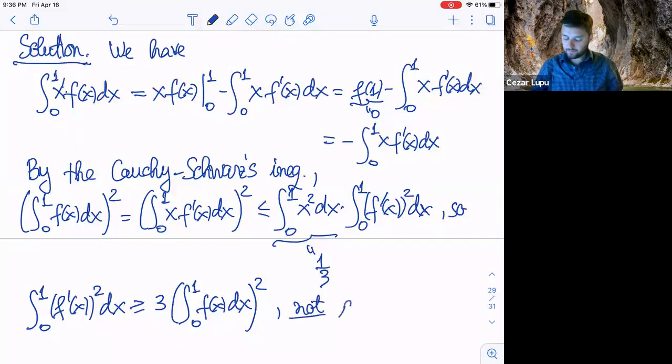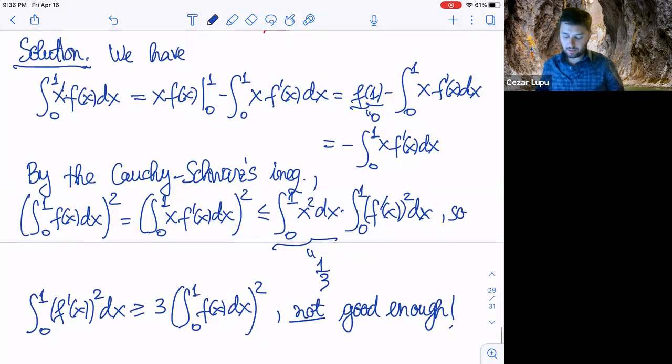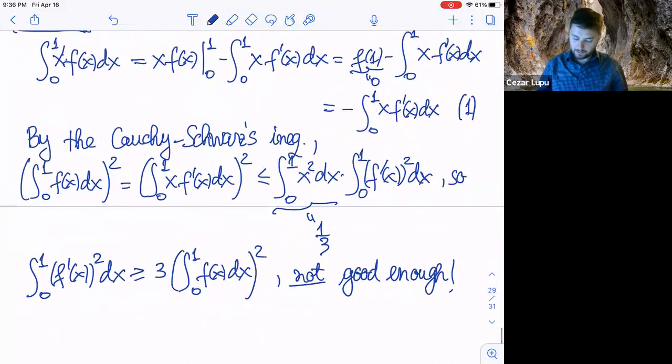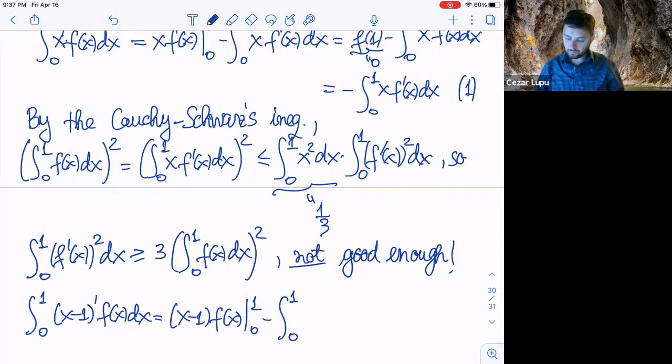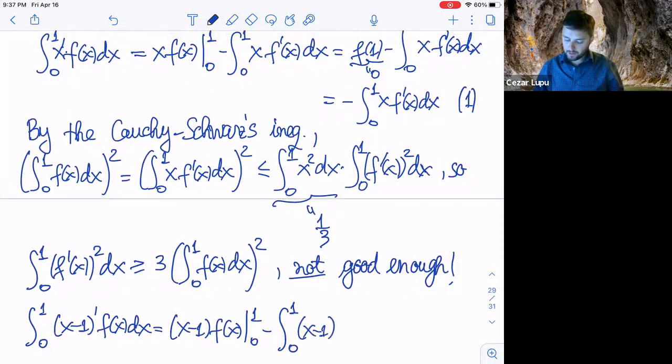Not good enough again. All right, let's see, maybe this trick didn't work. So let's call this 1 here. Let's try something else. Let's try something like this. So instead of x prime, maybe I should put x minus 1 so that I can use the other one as well. So x minus 1 prime times f. So this would be, let's say, x minus 1 times f of x from 0 to 1 minus the integral from 0 to 1 of x minus 1 f prime of x dx.